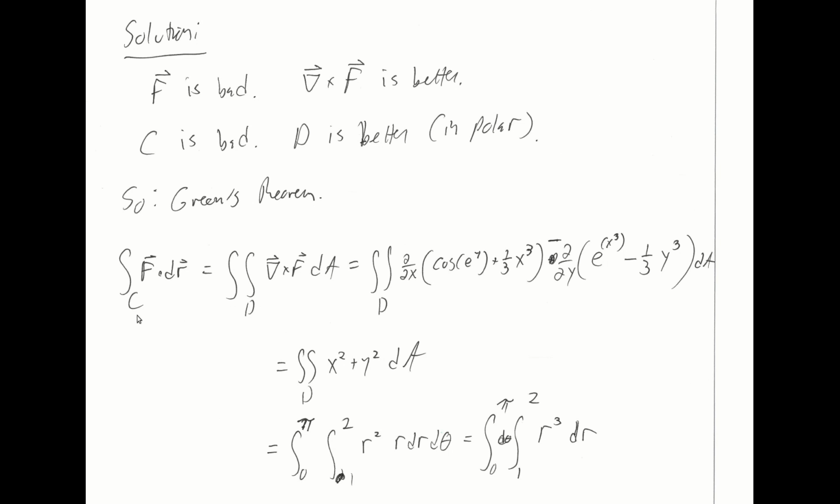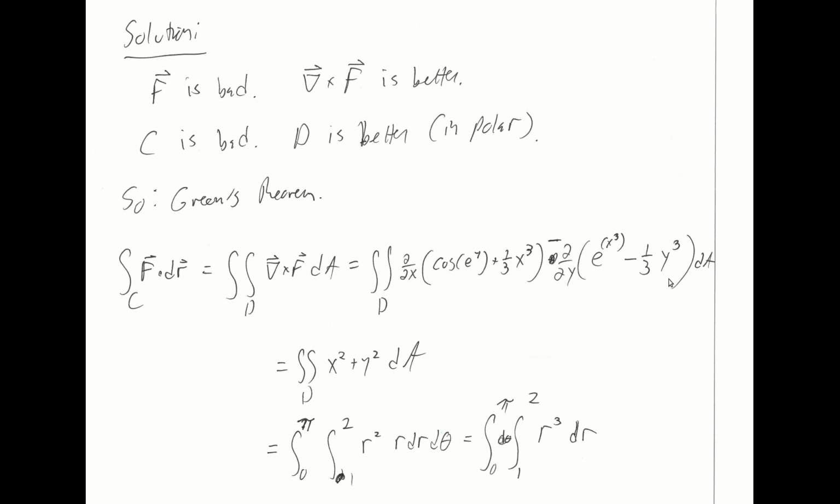So we are going to say that the line integral of F along C is equal to the double integral of the curl throughout D. This equality is where Green's theorem is being used. And the curl is going to be the partial with respect to x of the second component function minus the partial with respect to y of the first component function.